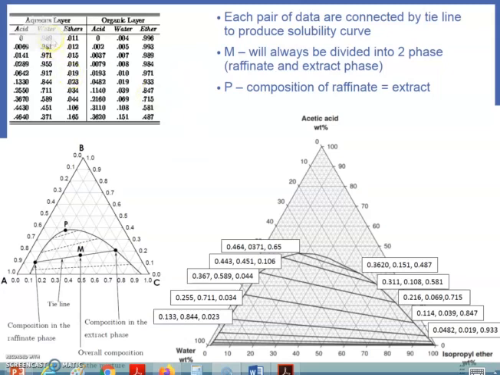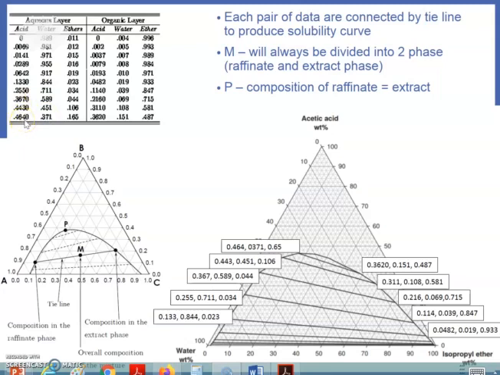You should have 10 points, and each point should be connected to its pair, as I told you before. For instance, point number 1, which is 0.464. Sorry, you do not need to divide because it's already in decimal. If you look at Appendix A3.24, it is in percentage, and if it's given in percentage, then you need to divide by 100. But this one is already in fraction, so you can use the data straight away.